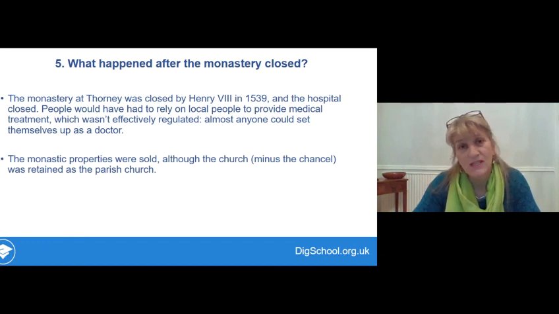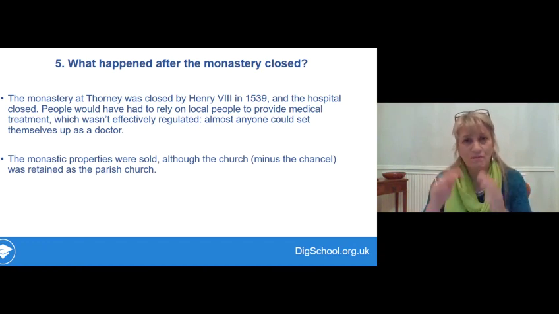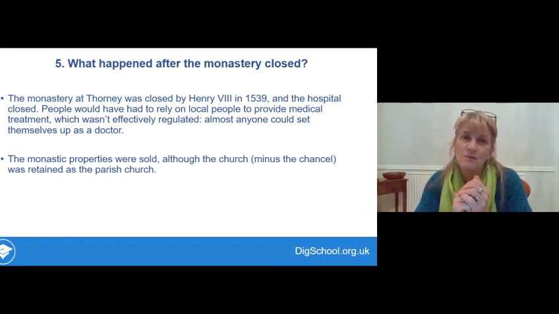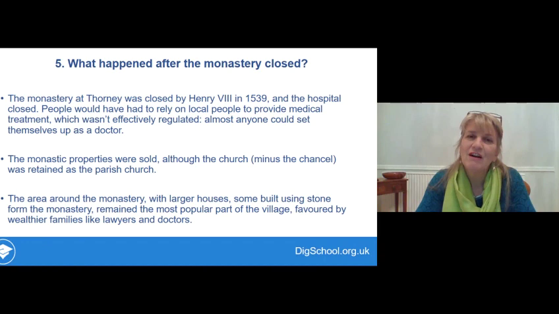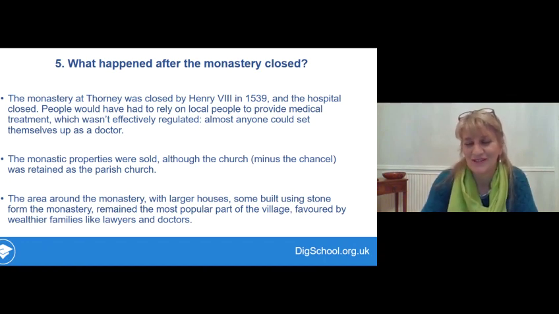The monastic properties were sold off, although most of the church building, minus the chancel, the end where the altar had been, was retained and became the parish church for the village of Thorney. But the area around the monastery, with some of the larger houses, some of them actually built using stone from the monastic buildings, or indeed other timbers probably, remained the most popular part of the village, inhabited by the sort of wealthier members of the community, like doctors and lawyers.